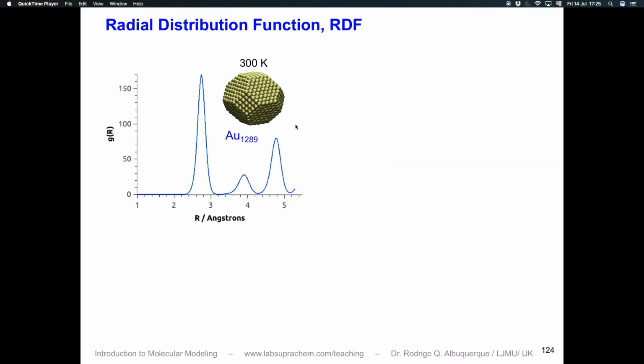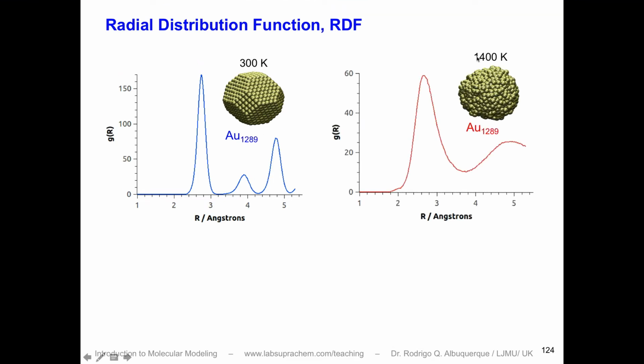Just to give an example, we see here a gold nanoparticle. It's a truncated octahedron simulated at 300 Kelvin. So we have this distribution function showing the distance between two gold atoms. At 300 Kelvin, we have a very organized structure, but when we heat up the system to, for instance, 1400 Kelvin, we get a phase transition, and now the system is melted. And now the radial distribution function can be very different.